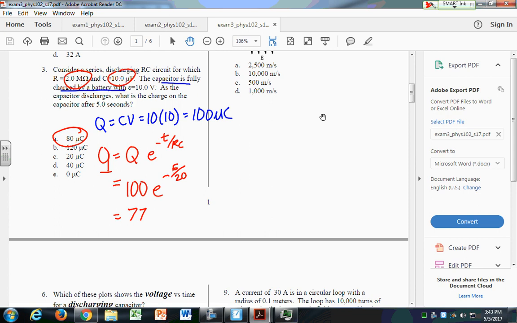Remember that if I plot this Q versus T for a discharging capacitor, it looks like that. It starts out big, but then it follows this exponential decay.